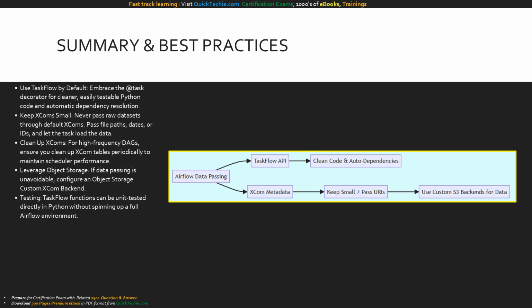Third, implement periodic cleanup of your XCom tables. Orphaned XComs will slow down your database over time. If you absolutely must pass heavy objects natively, implement an object storage custom backend. Finally, remember that because TaskFlow relies on pure Python functions, you can unit test your business logic locally without even booting up an Airflow instance.